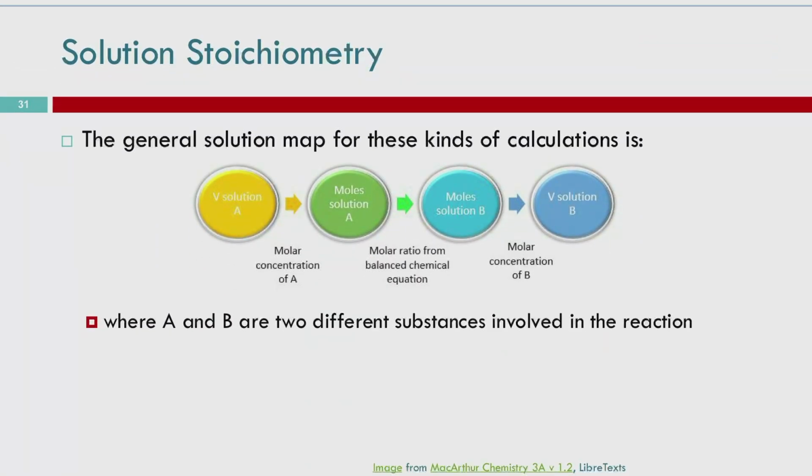Our general solution map for these looks a lot like the stoichiometry that we've done before. Previously, in chemistry, we did grams to moles to grams. Oftentimes, we will be doing volume or liters to moles to liters. So it follows kind of the same principle. Our stoichiometry step is still in the middle, just like it was before. But instead of using molar mass, we're using molarity.